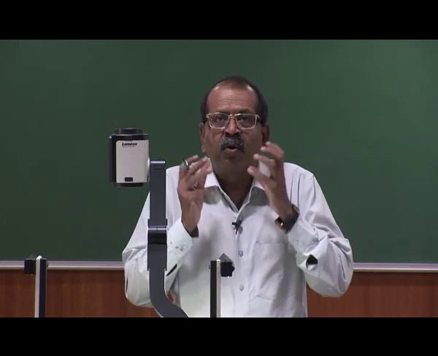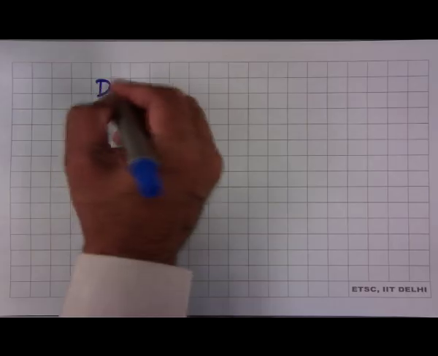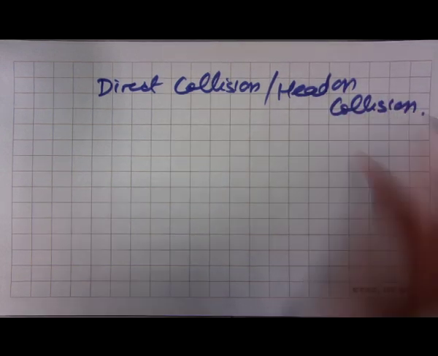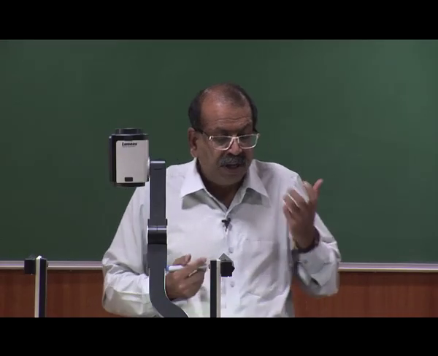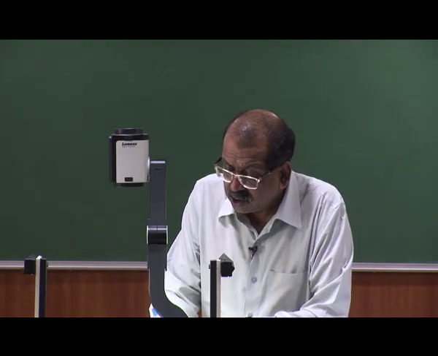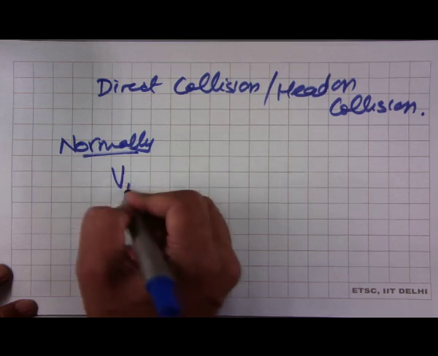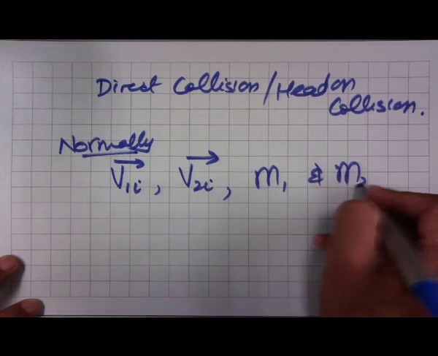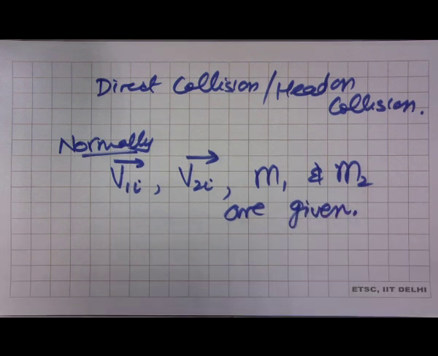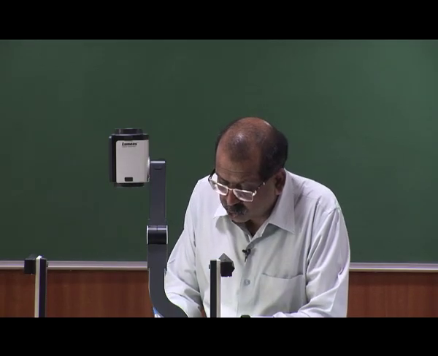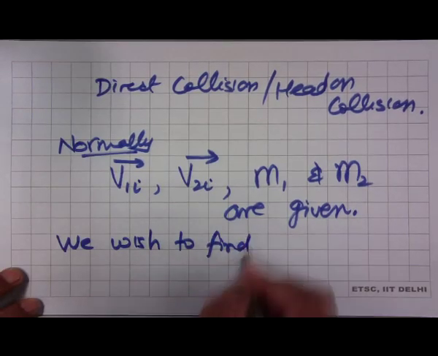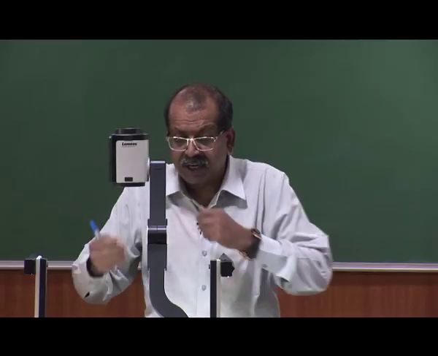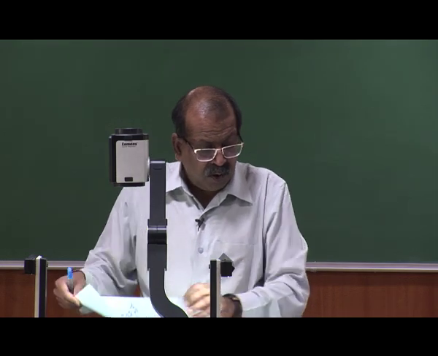So, we have now talked about impact of two bodies, and we have talked of what is a direct collision or a head-on collision. That means each collision problem which you come across will either be a case of direct collision or an oblique collision. Now, let us see a typical problem. Normally in a problem, the initial velocity of body 1, initial velocity of body 2, m1 and m2 are given, and then we are given that these bodies impact and they go away after impact, and we wish to find V1F and V2F.